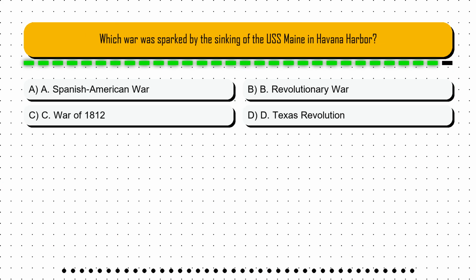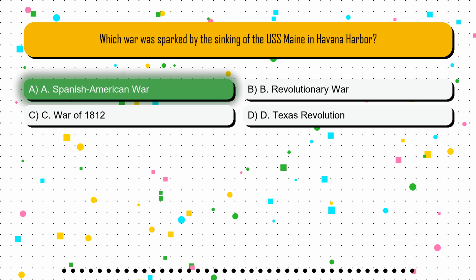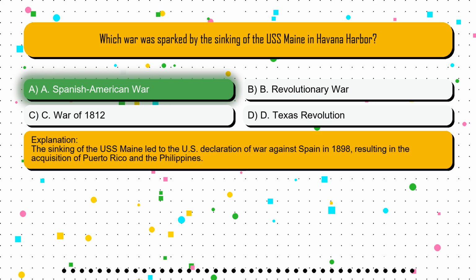Question 4. Which war was sparked by the sinking of the USS Maine in Havana Harbor? Option A. Spanish-American War. Option B. Revolutionary War. Option C. War of 1812. Option D. Texas Revolution. The correct answer is option A. Spanish-American War. The sinking of the USS Maine led to the U.S. declaration of war against Spain in 1898, resulting in the acquisition of Puerto Rico and the Philippines.